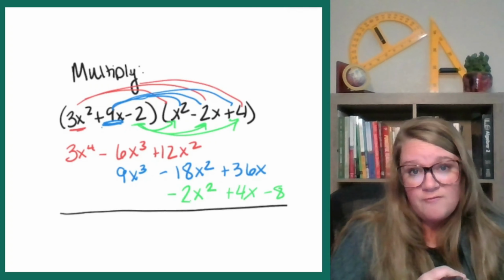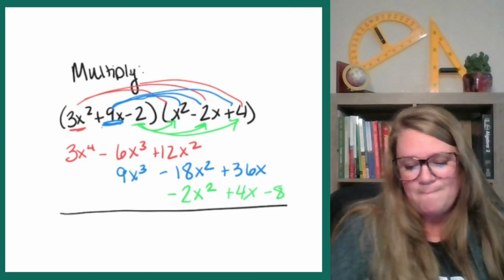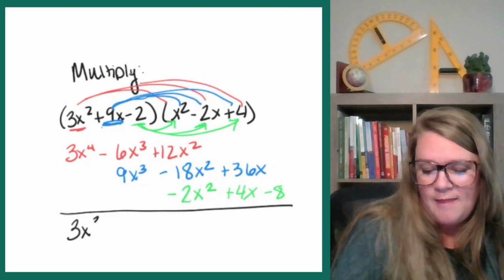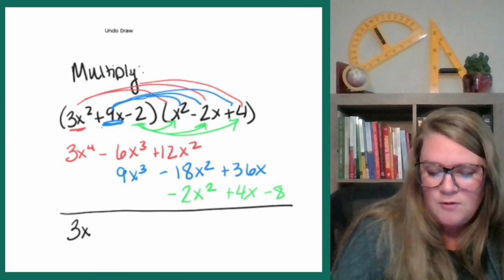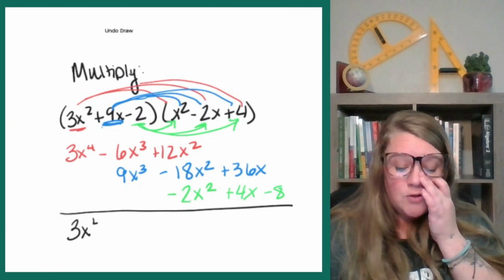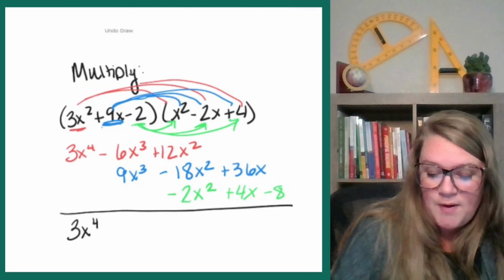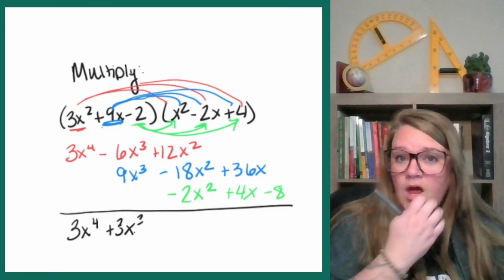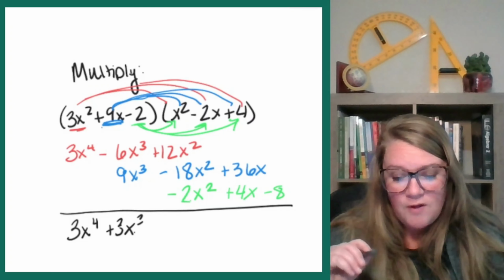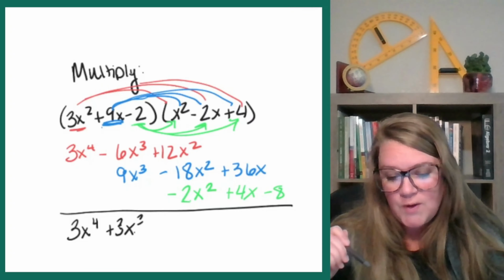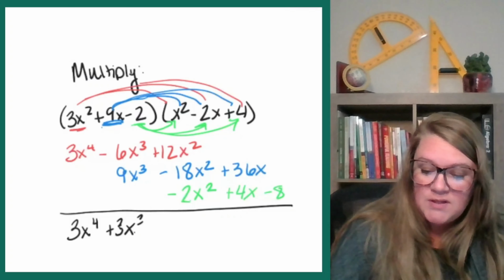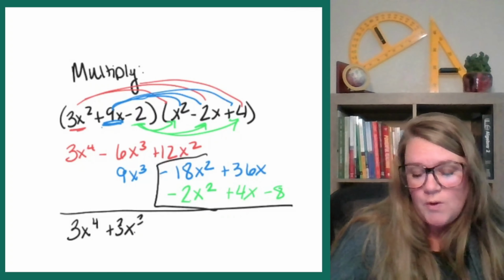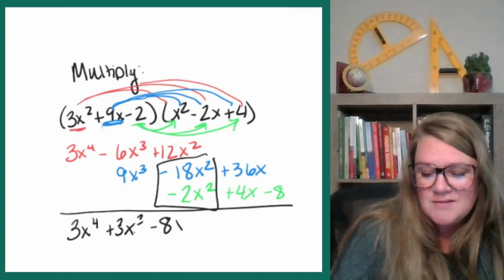And they're in columns again for us. It's an easy way to organize them. 3x to the fourth doesn't have any like terms, so that will just come down. And I almost wrote a 3, but I need a 4. Negative 6x to the third plus 9x to the third gives me a positive 3x to the third. Positive 12x squared, negative 18x squared, and a negative 2x squared. I'm going to put these two together first. That'll give me a negative 20, and then a negative 20 plus 12 will give me a negative 8x to the second.